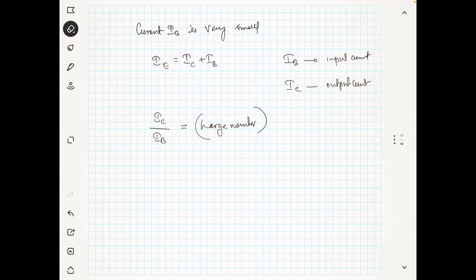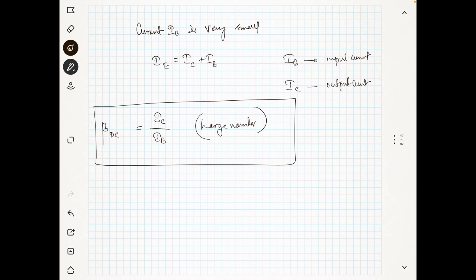This ratio we will call beta, and beta DC, because we are talking about the DC current. So beta DC is nothing but the DC current gain of the transistor. Okay, now I will draw the symbols for the transistor.